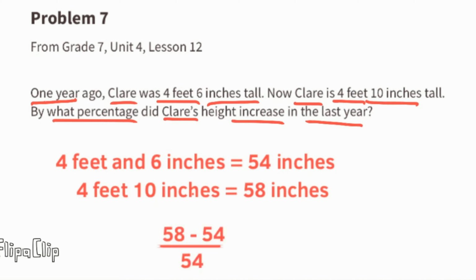The difference between her height this year and her height last year divided by her height last year will tell us the percentage that Claire's height increased over the past year. 58 minus 54 is 4, and 4 divided by 54 is approximately 0.0740, which is approximately 7.4%. That means that Claire's height increased approximately 7.4% over the past year.